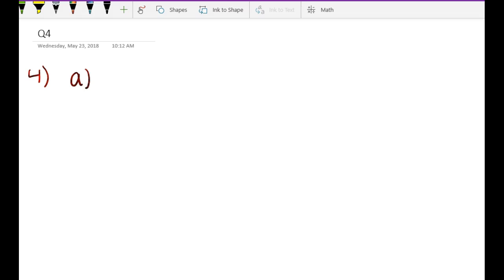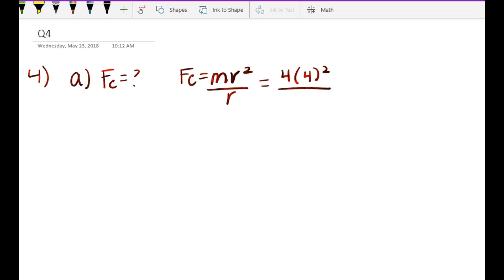Alright, final review number 4. Similar to the Ferris wheel, so we're trying to swing a 4-kilogram object in a vertical circle attached to a rope. So step 1 is to find the centripetal force, which has the equation of mv squared divided by r. Mass is 4, velocity in the problem is also 4, and the radius is 0.5. So you plug in all the information that you have, which is 4 times 4 squared divided by 0.5. You end up with a force of 128 newtons.